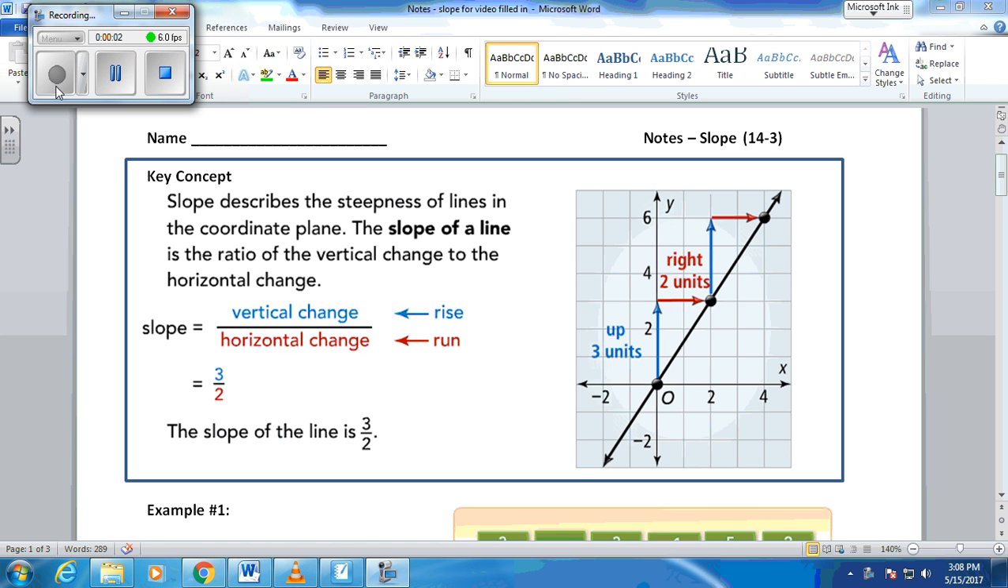Hello, today we're going to be talking about notes 14-3 on slope. At first it may seem a little bit confusing, but after we get through the notes, hopefully we'll feel a little bit better. It says that slope describes the steepness of a line in the coordinate plane. The slope of a line is the ratio of the vertical change to the horizontal change.